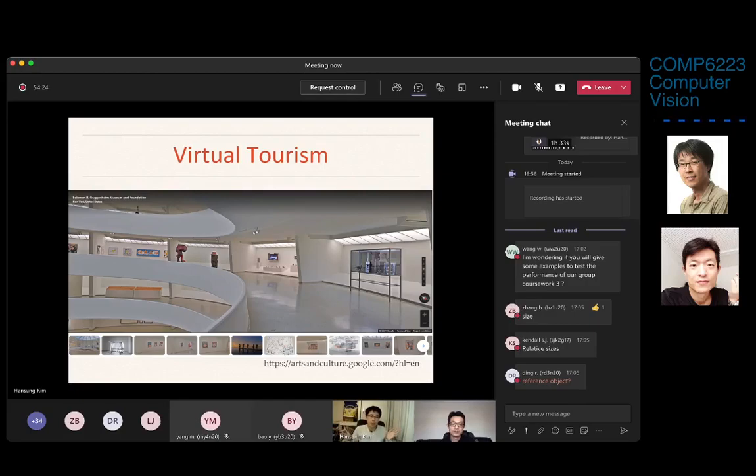But there's another one called Google Earth. If you go to Google Earth, you get the full 3D structure of your geometry. Most of the time, for big towns or big cities, maybe you get some 3D structure. Or you can also visit museums or galleries and enjoy that as virtual tourism.